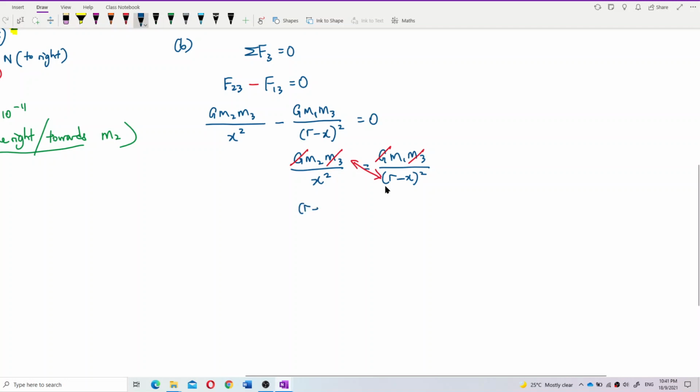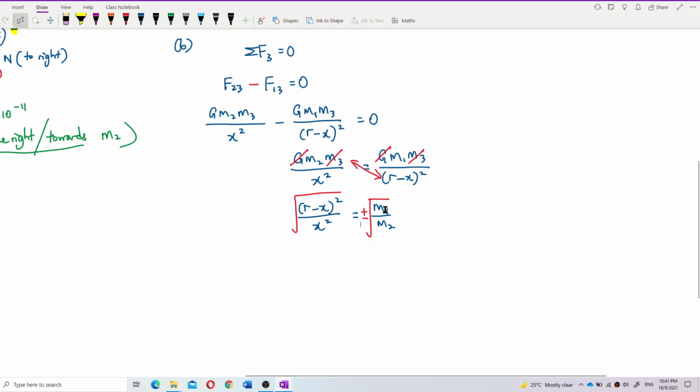So here becomes r minus x squared, below is x squared, and then where is the mass 2? Mass 2 goes below here, so it becomes mass 1 over mass 2. But we don't want the square here, isn't it? We don't want the square here, so what we do is we square root both sides. When we square root, you need to add a positive negative sign.